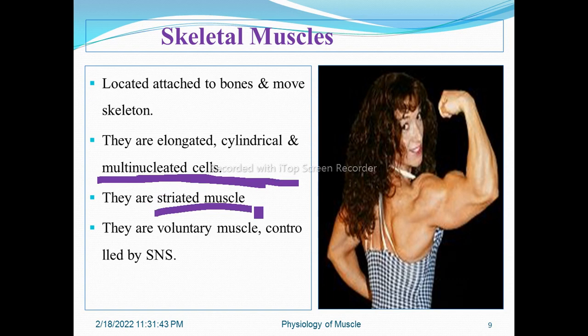Skeletal muscle is striated muscle. Striated muscle has light and dark bands, and they are voluntary muscles. They are controlled by the somatic nervous system. Since they are supplied by the somatic nervous system, they are voluntary muscles, used voluntarily. So this is skeletal muscle.